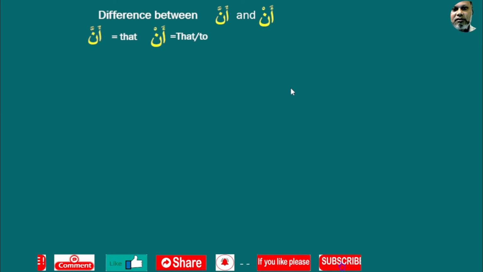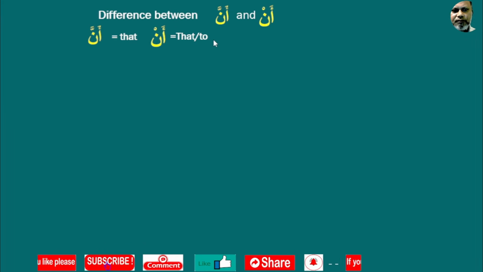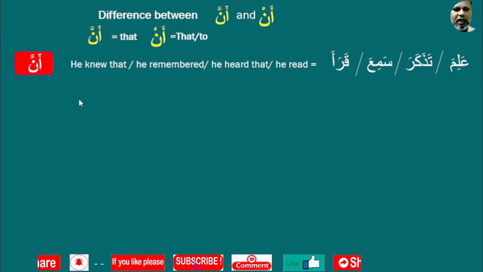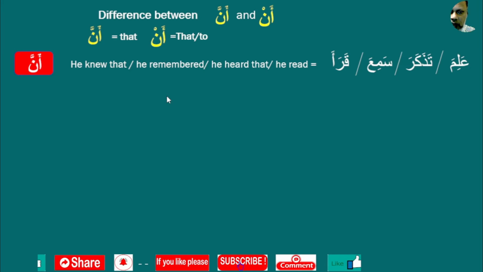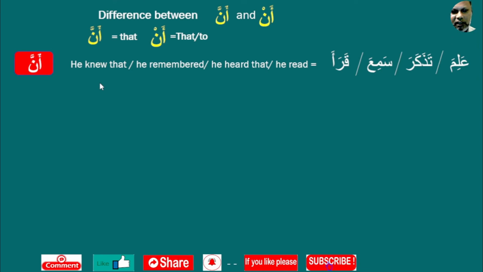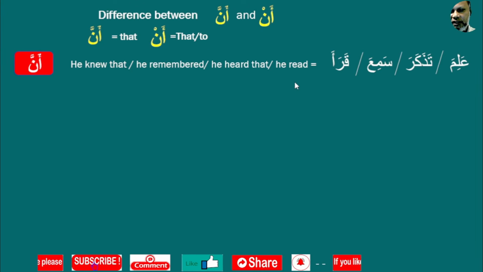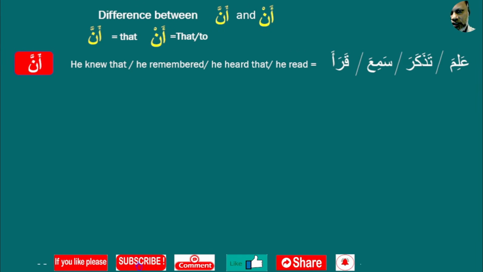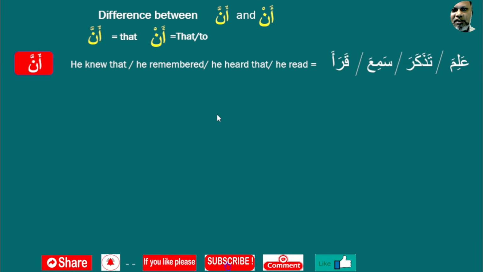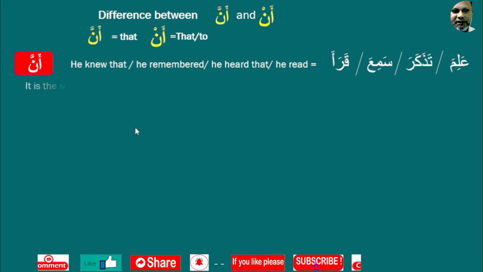Anna and an have the same meaning, and sometimes anna is used for two, but mostly both are the same. Then what is the difference? Anna is used where the event is confirmed. There is no doubt. Like he knew that, he remembered that, he heard that, he read that. It emphasizes that the event is confirmed. There is no gap, there is no doubt. So anna is used with that type of verb or sentence.